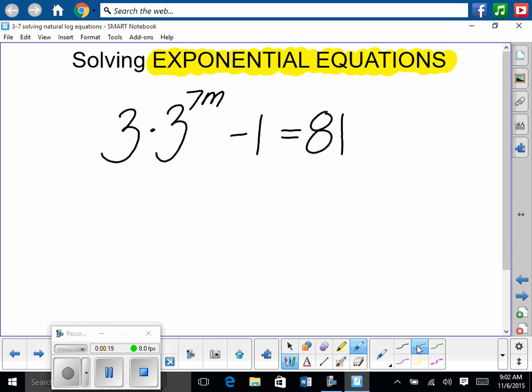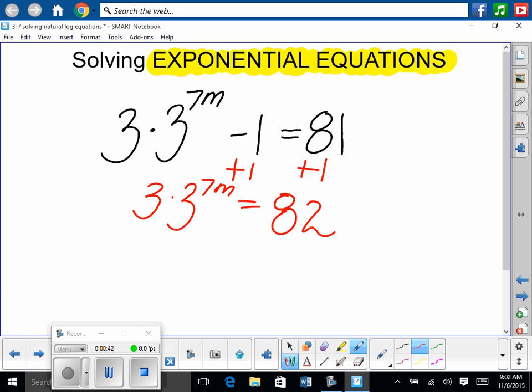So if we were solving an exponential equation, we know that we want to first isolate the base, get it completely alone. Nothing added to it, nothing multiplied to it. So what would we do? Add 1 to both sides of the equation. So we have 3 times 3 raised to the 7n is equal to 82. And then we would completely isolate the base.